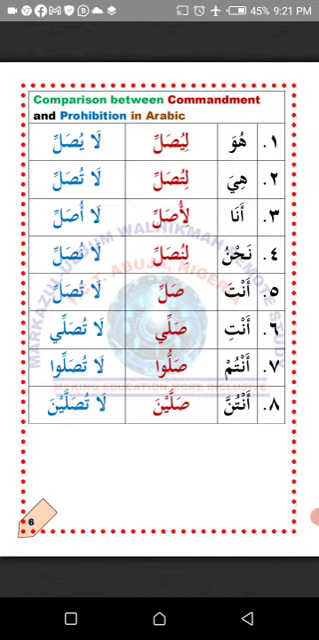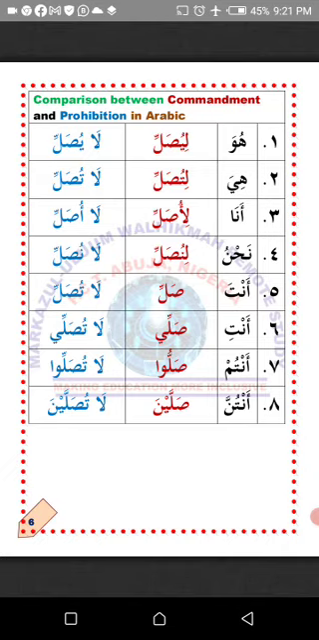MashaAllah. Now the comparison between amrun, commandment, and nahayum, prohibition in Arabic. Wahid, number one. Huwa, he. ليصلي, he should observe salah. لا يصلي, he should not observe salat. Ithnan, number two. Hiya, she. لتصلي, she should observe salah. لا تصلي, she should not observe salat. ثلاثة, number three. أنا, I. لأصلي, I should observe salah. لا أصلي, I shouldn't observe salah.